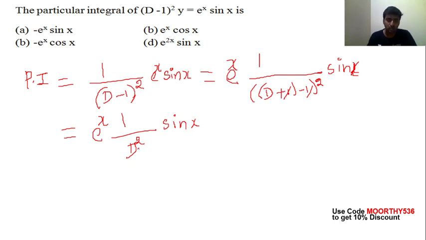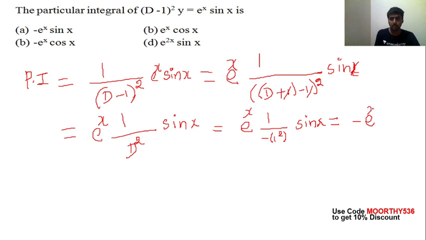Otherwise, we can use it as 2 times integration. Both are correct. So now, instead of D square, I am substituting minus of 1 square. So e power x, with minus 1 square, into sin x. The answer is minus e power x into sin x.